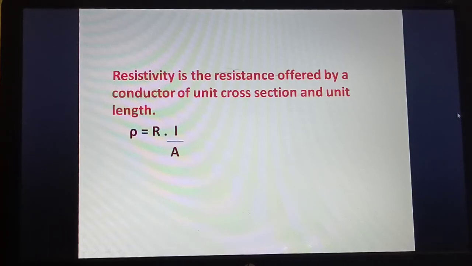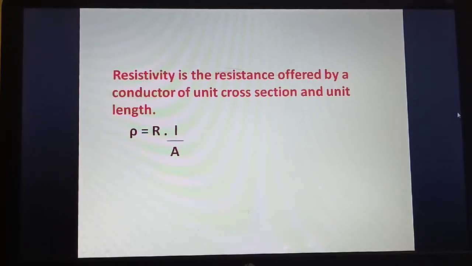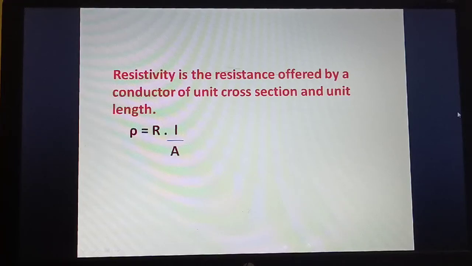So on what factor will resistivity depend? It is nothing but the material itself. Until and unless you change the material, the resistivity will not change. So if you change the material itself, the resistivity also changes. So what is the difference between resistance and resistivity?